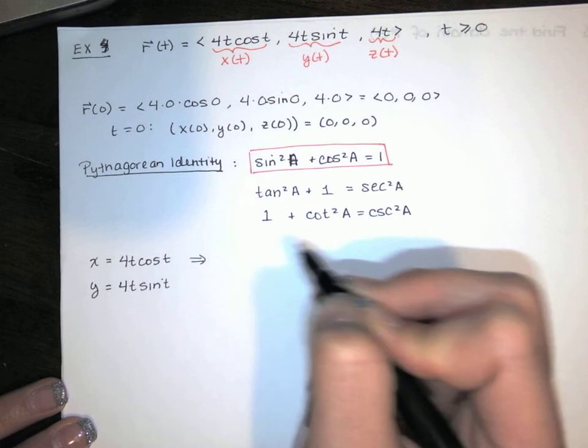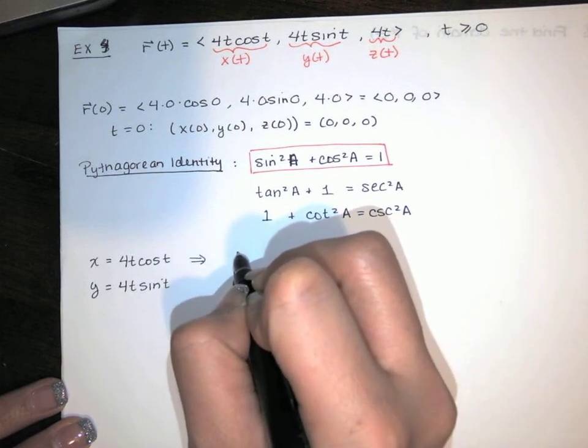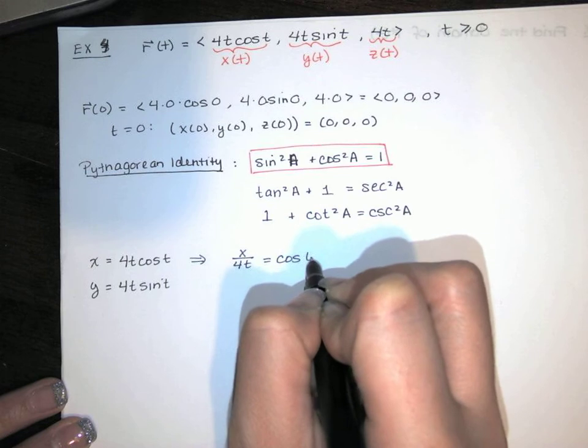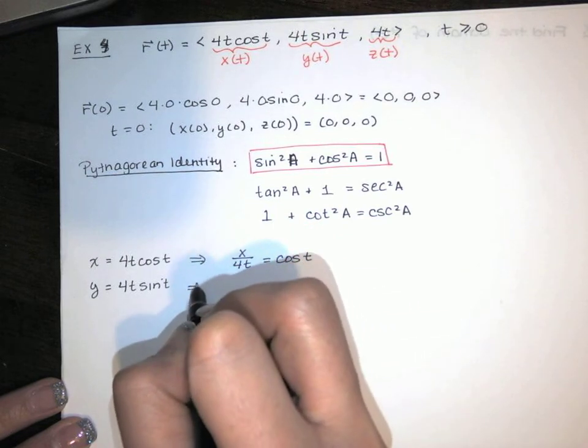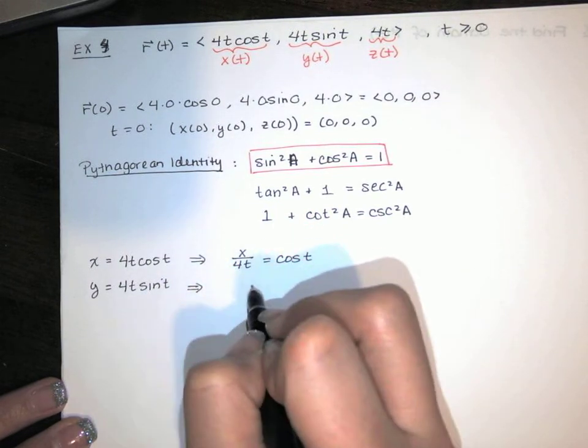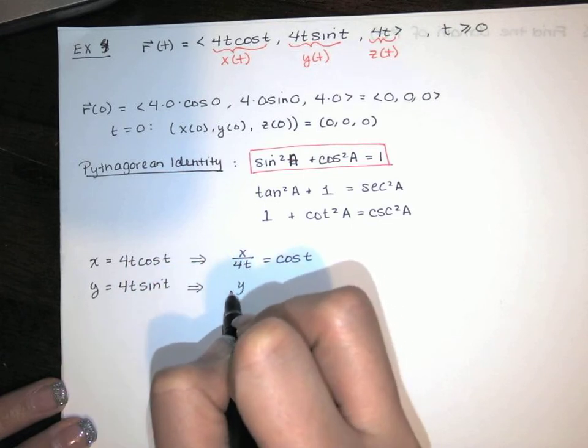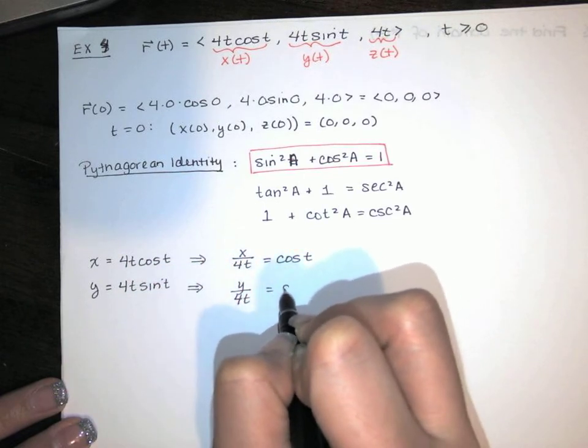If I'm solving this for cosine, I get x divided by 4t equals cosine of t. And here, I'm solving this one for sine. Getting this by itself, I have to divide both sides by 4t. I get y divided by 4t equals sine of t.